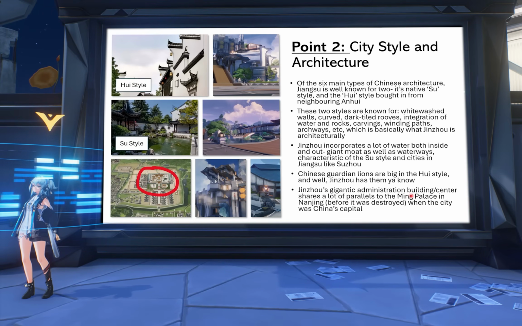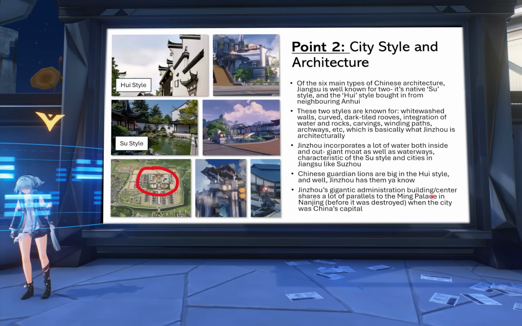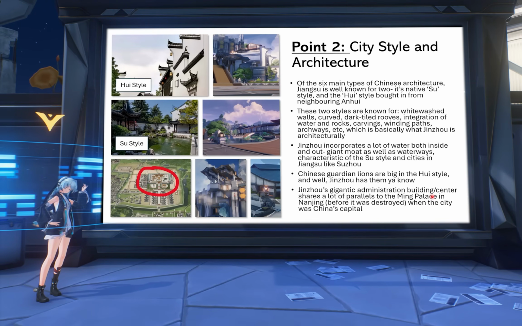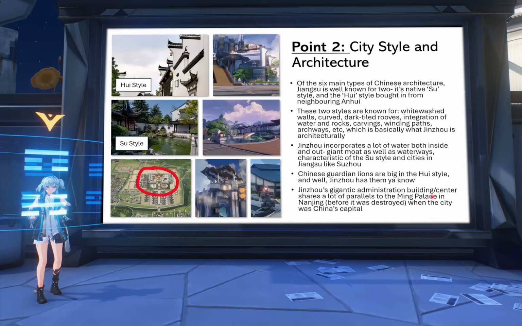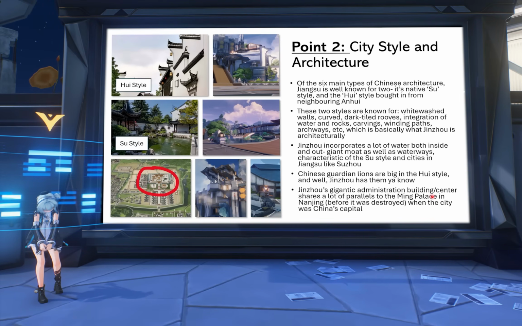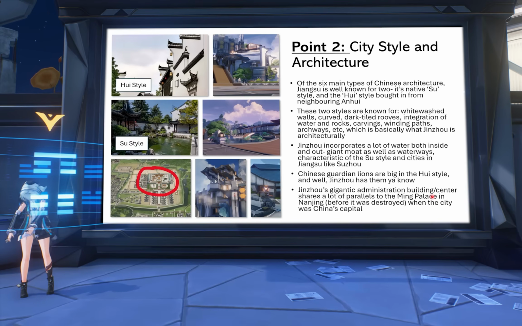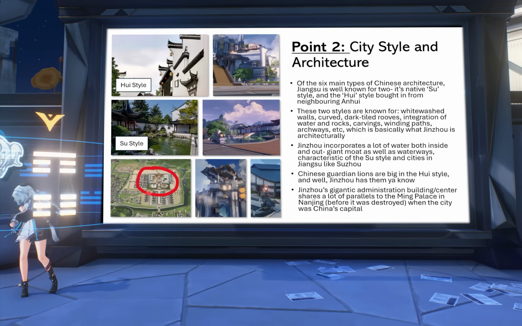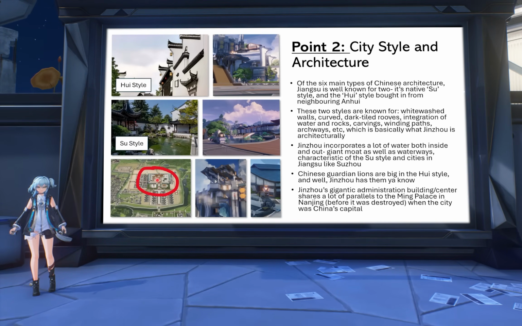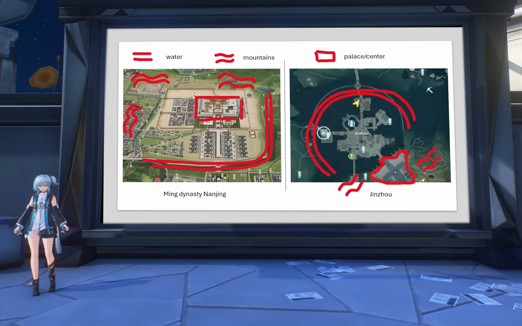Jinzhou's gigantic administration building as well, I was researching, looks a lot like the Ming Palace in Nanjing, because if you guys remember, Nanjing was the old capital of China. There used to be a palace there, it's kind of ruined now, and you can see a computer render of what that would have looked like. You can see the style of even Nanjing as a defensive capital of China is very similar to Jinzhou, which is a defensive capital of Huanglong.